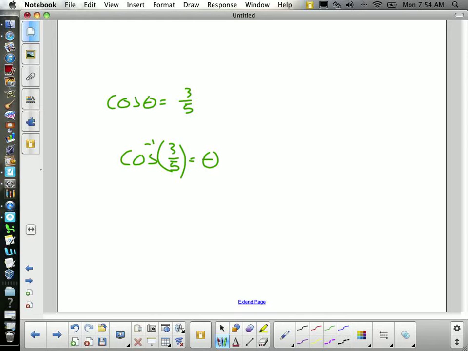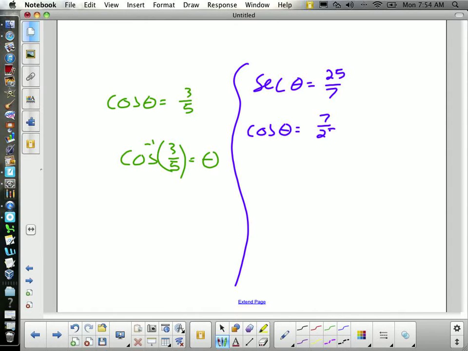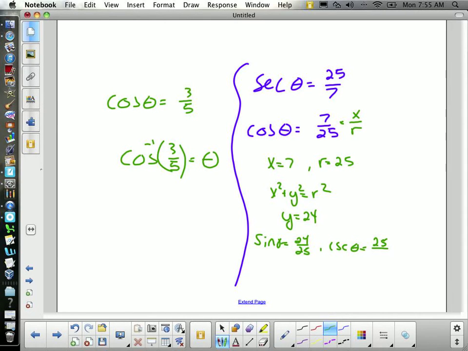Secant is 25/7. Now that threw a few people off because they didn't know what the ratio for secant was. But if secant is 25/7, I already know that cosine theta, freebie, is 7/25. It's a reciprocal, right? So now, because I don't have this one memorized, I do have this one memorized. That's x over r. So I know x is 7, r is 25, so x squared plus y squared equals r squared. The Pythagorean triple here, I get y equals 24, and it's going to be positive because we're in quadrant 1. Everything's positive in quadrant 1. It's the happy place. So once I know y is 24, then I get sine theta is 24/25, and its reciprocal, cosecant theta, is 25/24.